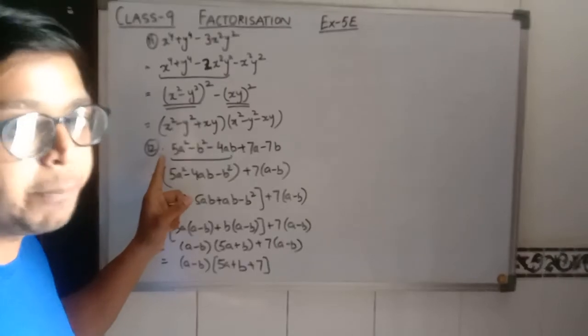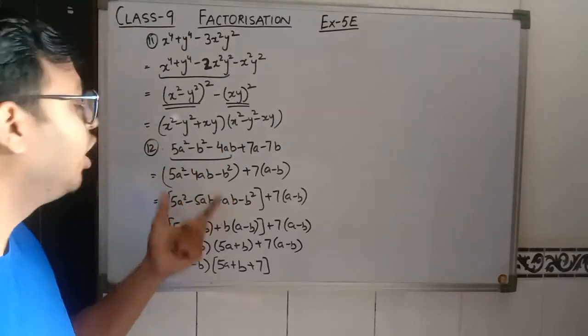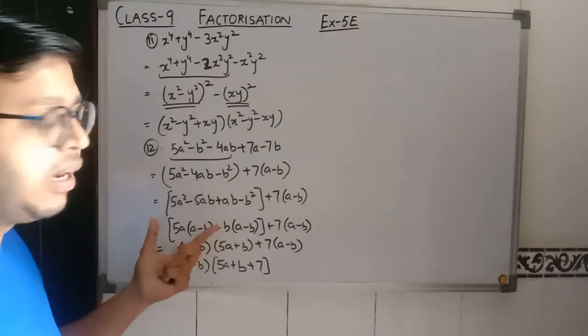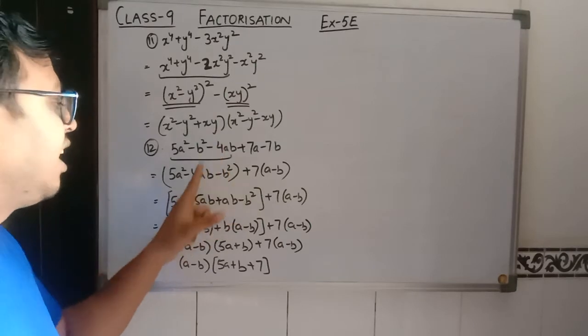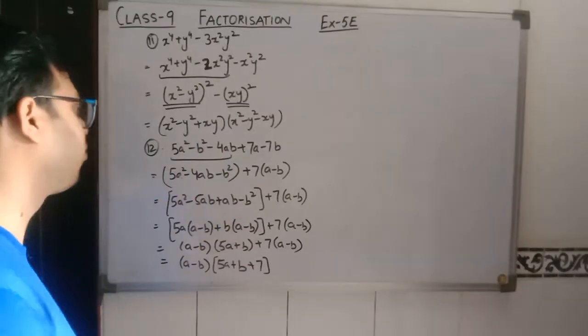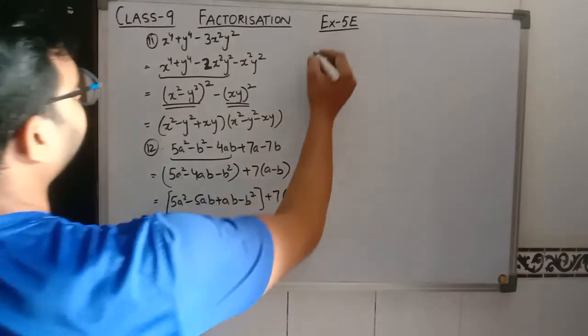But this is not a complete square, neither 5 nor 4. So that is why we have found that we have to solve with the help of middle term splitting. And for the middle term splitting, a square and b square can be in the corners and the ab term must be in the middle. So that is why we have made it like this, and then we have taken common.